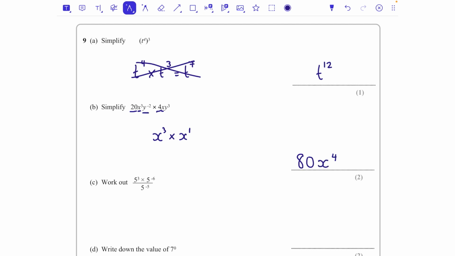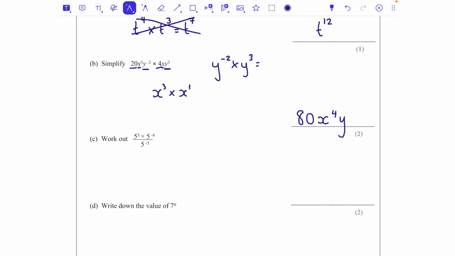And then for the y's, we've got y to the power of minus 2 times y cubed. Again, we're going to add the powers. And minus 2 add 3 is 1. So that's y to the power of 1, but we would just write y on its own like that, because we know that that's the same as y to the power of 1. So that's your answer for that one.